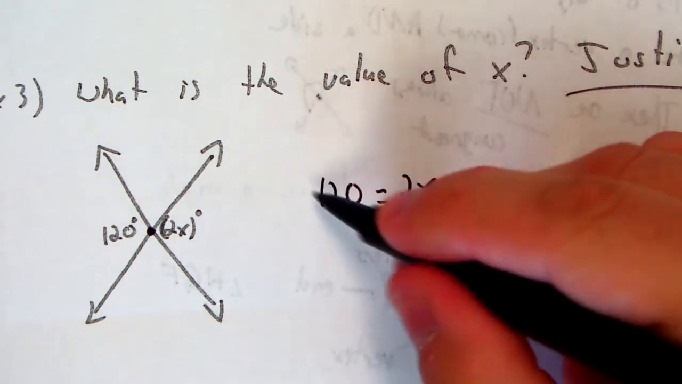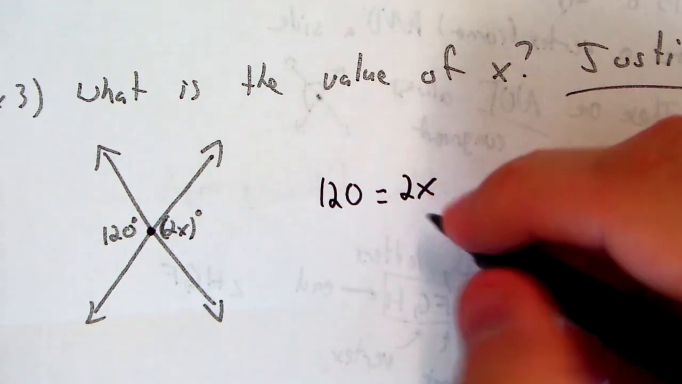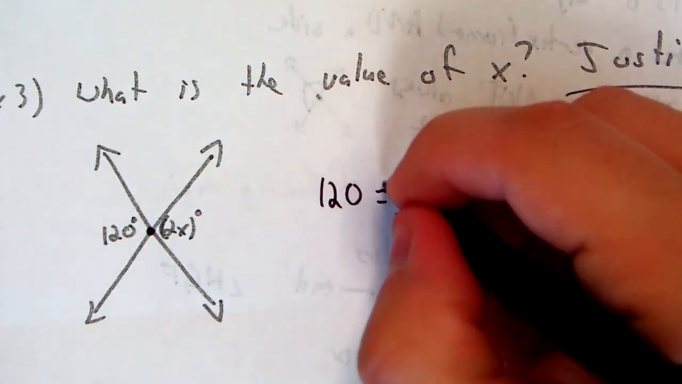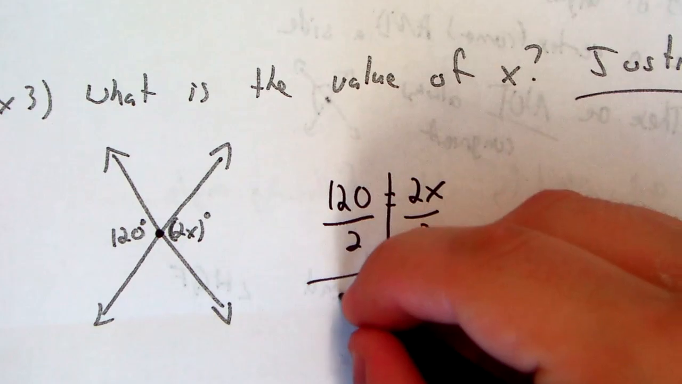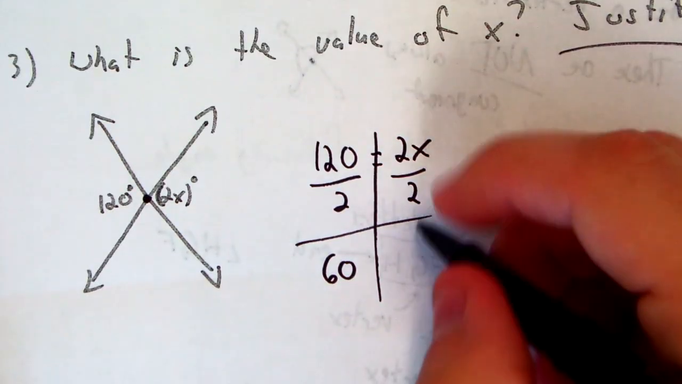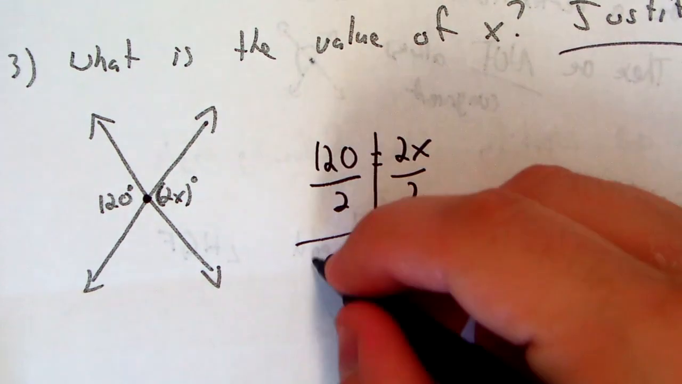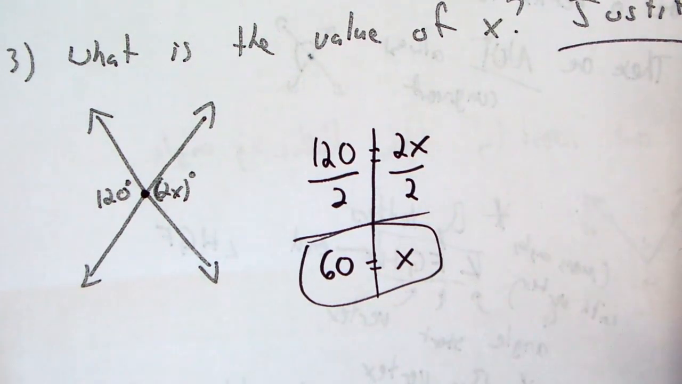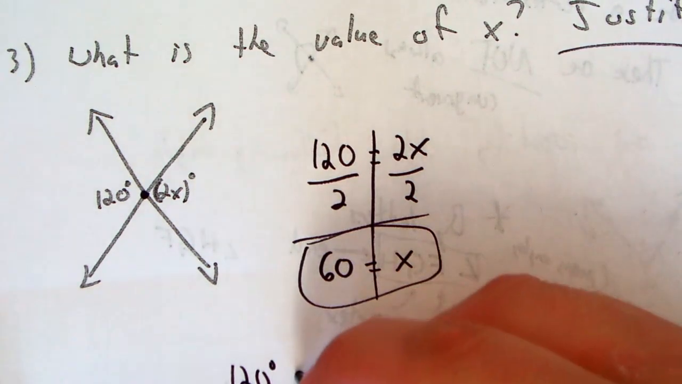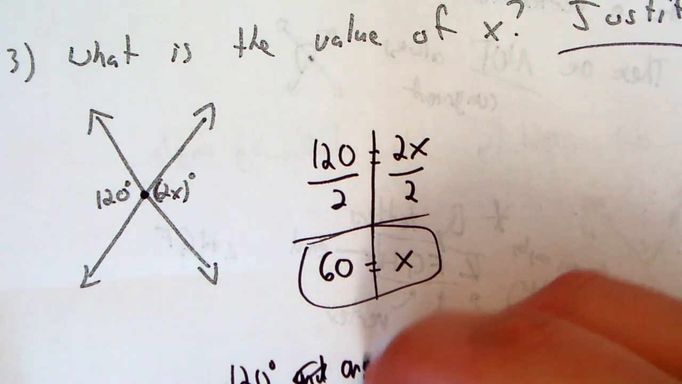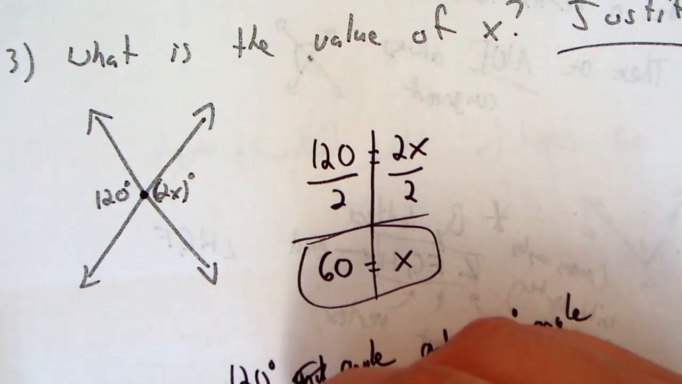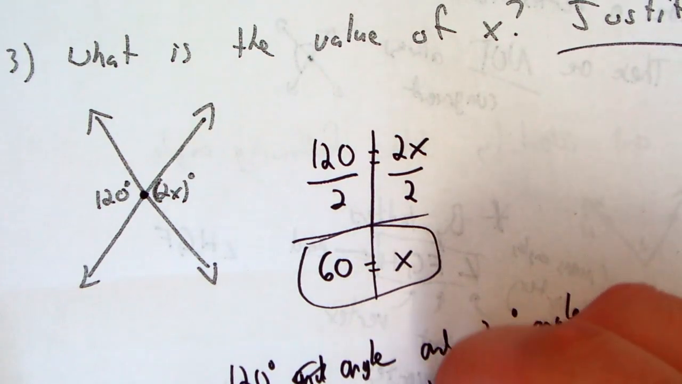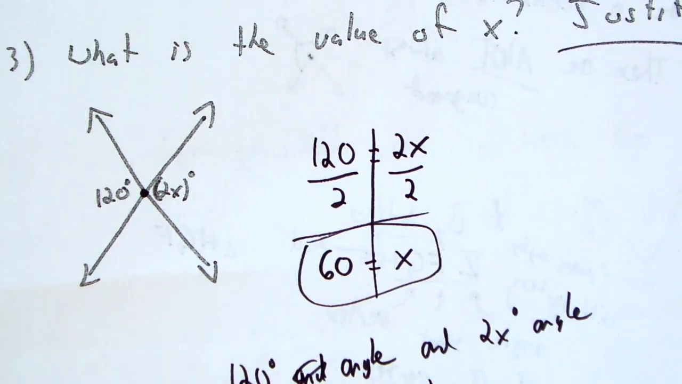So now we have a one-step equation that deals with dividing to solve. So I'm going to divide both sides by 2 after I draw my line down the middle. 120 divided by 2 is 60. 2x divided by 2 simplifies to just x. So x is 60. The reason I know that is because the 120 degree angle and the 2x degree angle are vertical. And that's how I know that we can simply set them equal to each other.